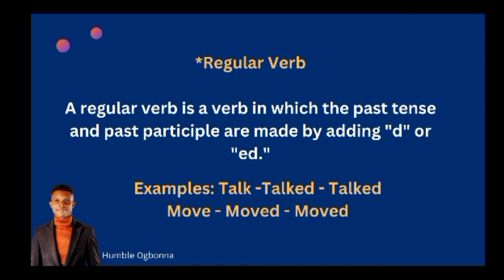Examples: we have talk, past tense, talked, past participle, talked. Move, past tense, moved, past participle, moved. These are examples of regular verbs because to make the past tense and past participle, we added d or ed. Which other examples do you know? Like, liked, liked. Beg, begged, begged. These are examples of regular verbs.